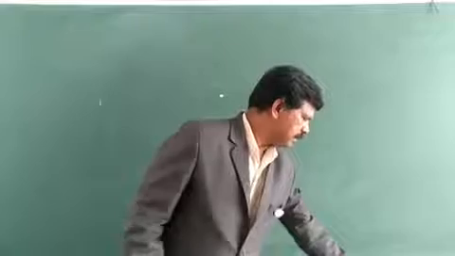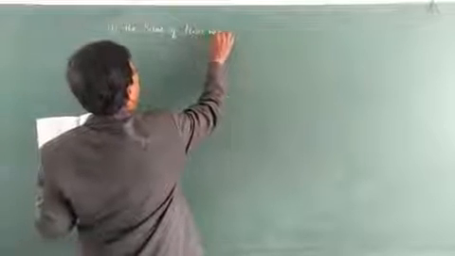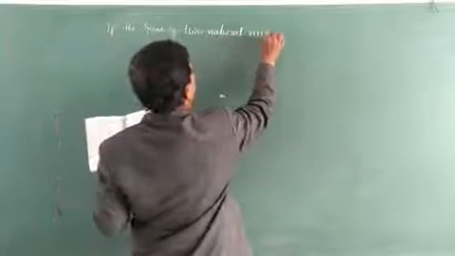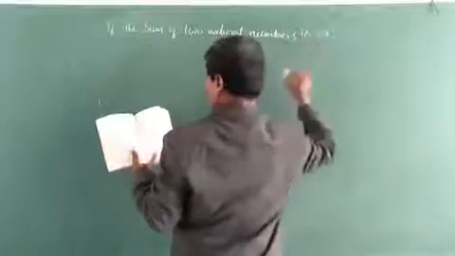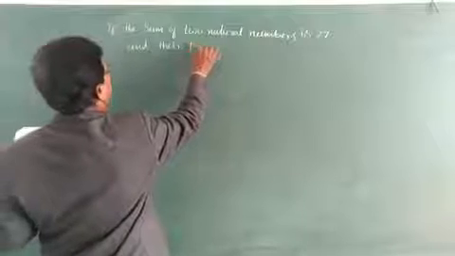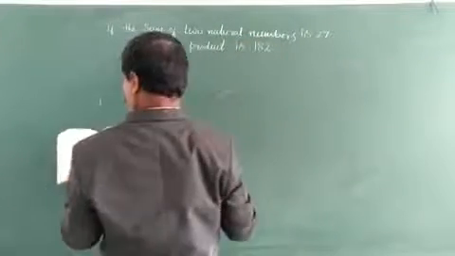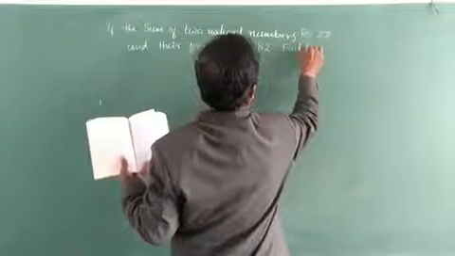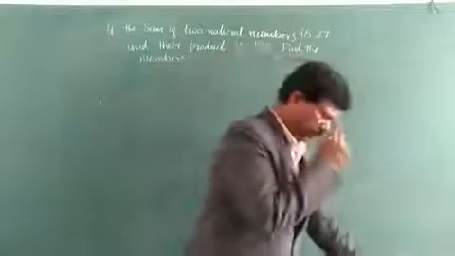Okay, now the first one is: if the sum of two natural numbers is 27 and their product is 182, find the numbers. So this is the question.